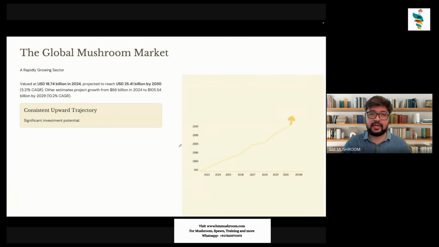Global mushroom market. Let's take a look at it. It's one of the rapidly growing sectors. It was valued at $18.74 billion in 2024, and it's projected to reach USD 25.41 billion by 2030. We can see such rapid growth, and already such a vast business capacity has been achieved. But if we compare, India is quite far behind right now, and that's not a bad thing actually. That's a good thing for new growers, because we are just coming up.